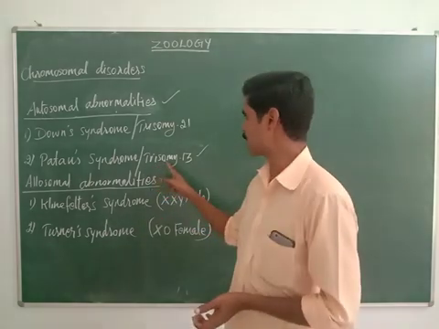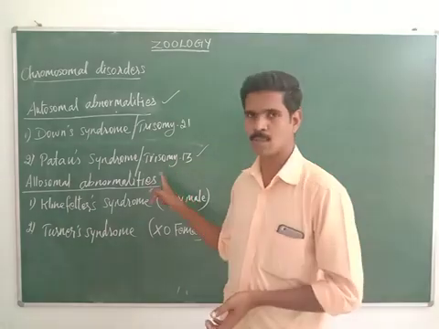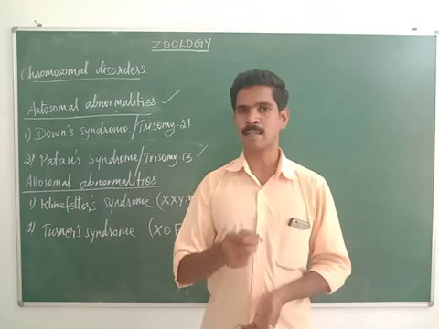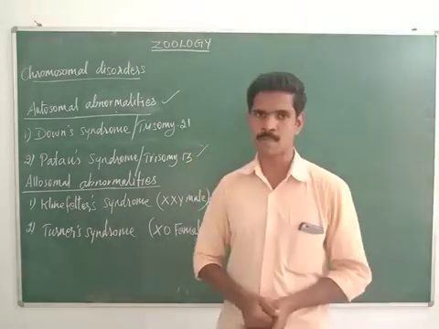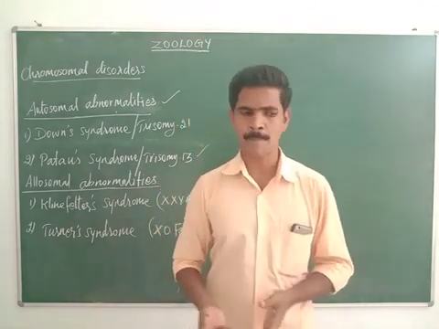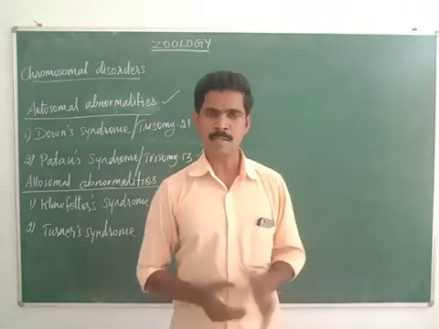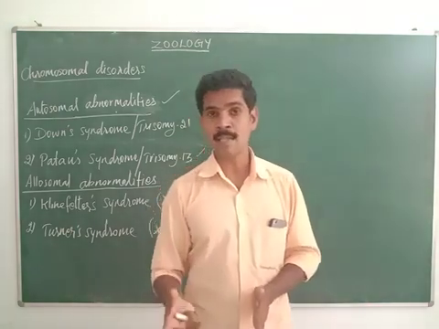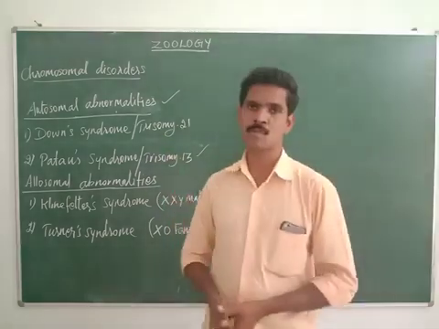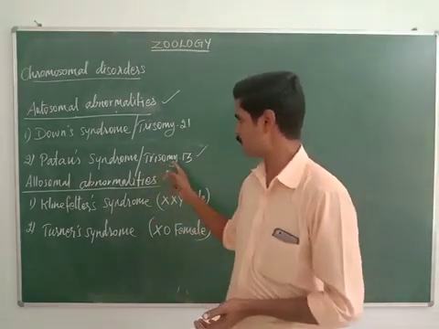Then next one is Patau syndrome. It is otherwise called trisomy 13. So the 13th chromosome is damaged, or some errors occur in the 13th chromosomes, and maximum chromosomal abnormalities are due to errors or changes in the structure and number of chromosomes. Changes in the structure of chromosomes are the reason for chromosomal abnormalities. Here Patau syndrome is called trisomy 13.